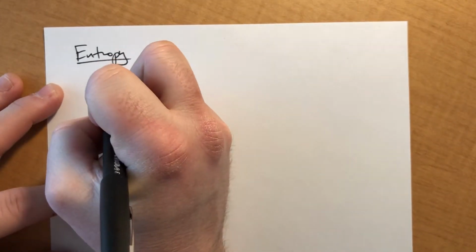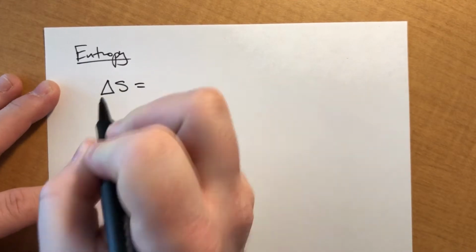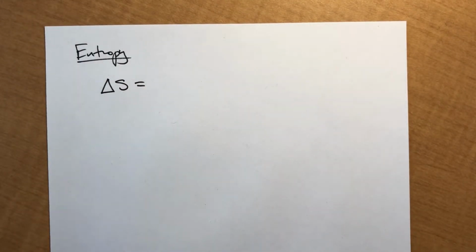All right, in the last video, we introduced the concept of entropy, we introduced the concept of spontaneity, whether a reaction is spontaneous or not. Let's talk a little more about entropy. We kind of got started on that and didn't really finish it. So, entropy is delta S. Okay, we've seen delta H, we've seen other things like that.